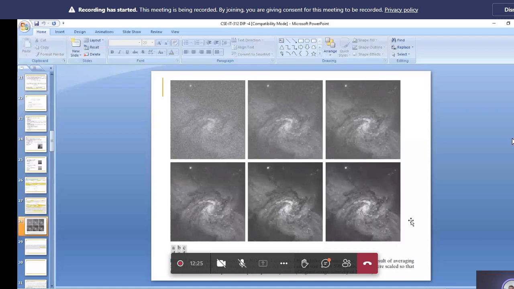Is it visible? Is the font size sufficient? Abhishek? Yes, sir. Okay.